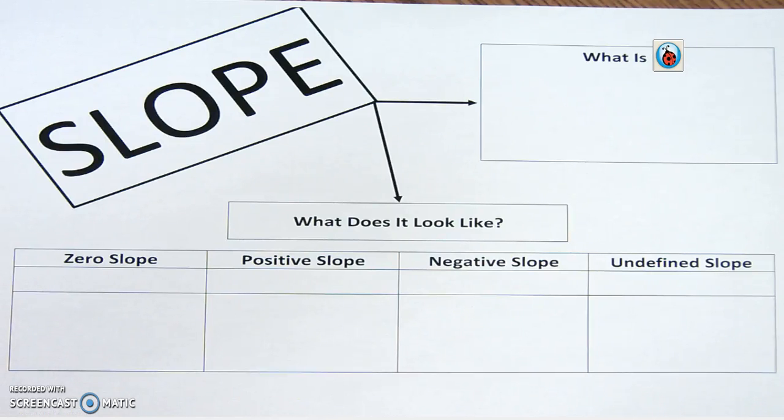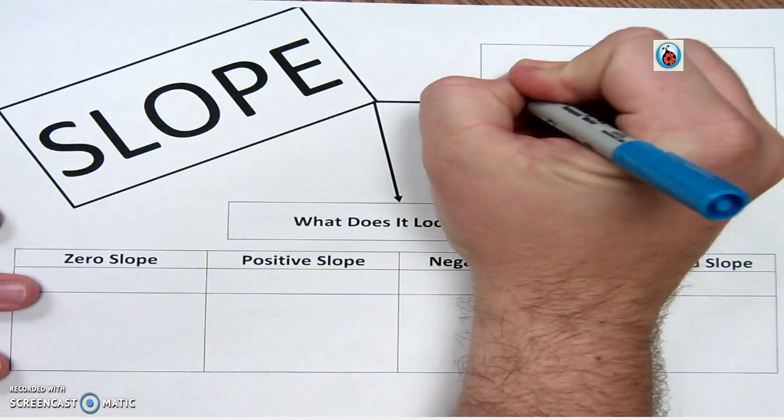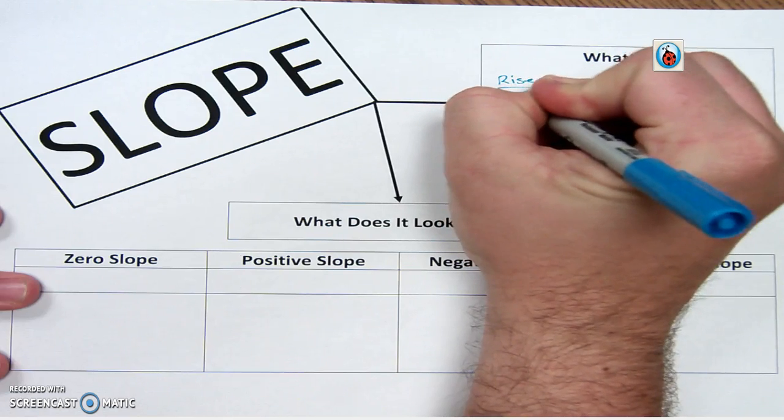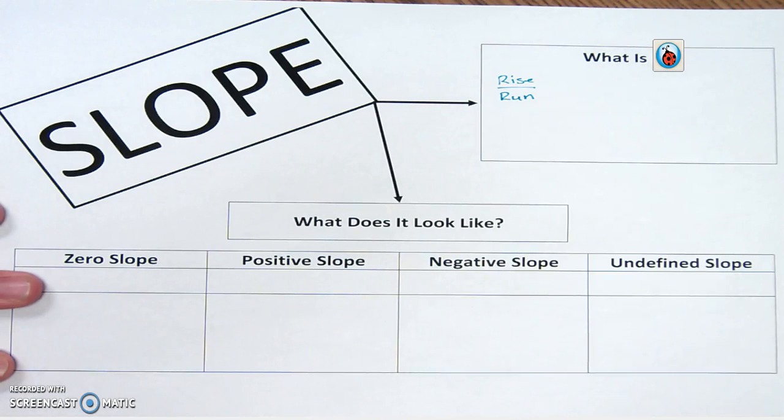So now that we've looked at a little bit of the background about slope and where it comes from, let's put it all together so that we can understand exactly what slope is. We've just defined that slope is the ratio of rise to run of a line. So we're going to write the ratio as a fraction. So slope is rise to run.